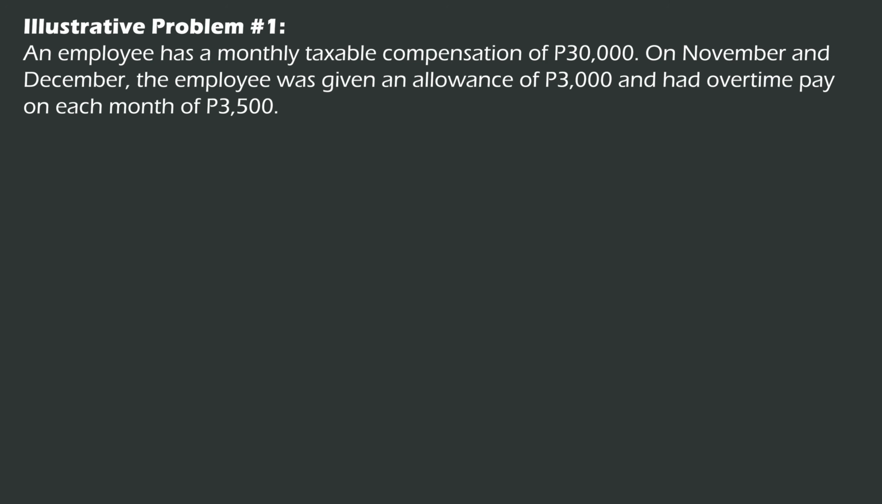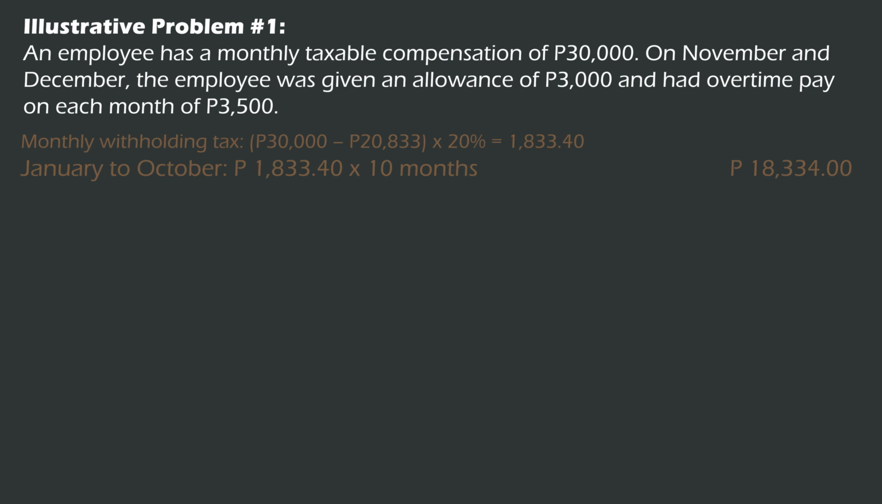So how do we compute tax refunds? If you're interested in how tax is withheld from compensation income, you can check this video right here, and I'll also link it in the description below. Let's have this illustration. An employee has a monthly taxable compensation of 30,000. On November and December, the employee was given an allowance of 3,000 and had overtime pay on each month of 3,500.